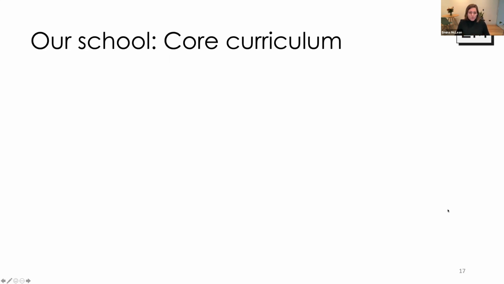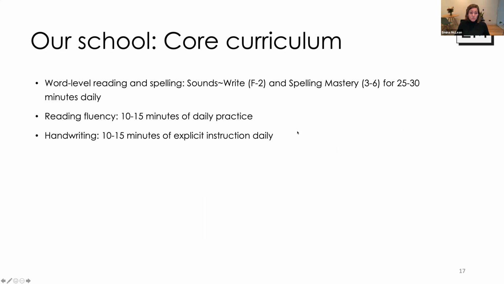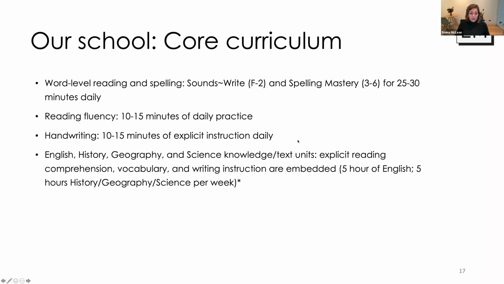So in my school setting, for our core curriculum for word level reading and spelling, we use the Sounds Right program in F2, and we use Spelling Mastery in 3 to 6. So they get 25 minutes of Spelling Mastery or 30 minutes of Sounds Right per day. Reading fluency, anywhere between 10 and 15 minutes of daily practice. Handwriting, 10 to 15 minutes of explicit practice each day.